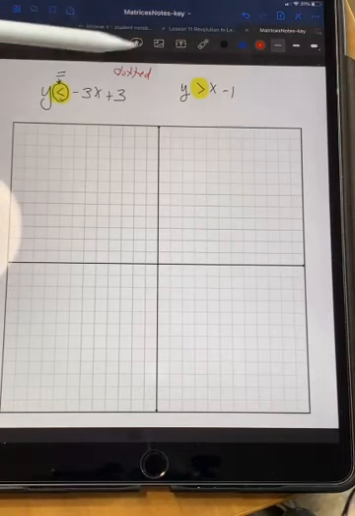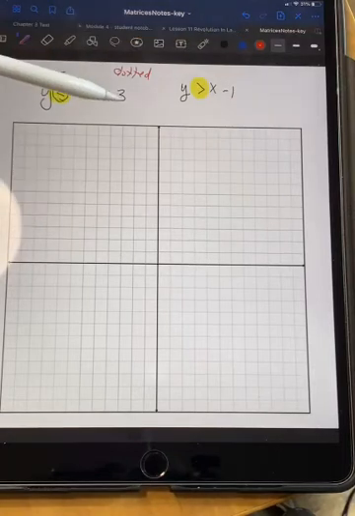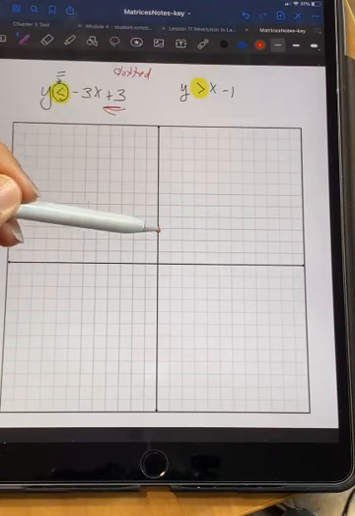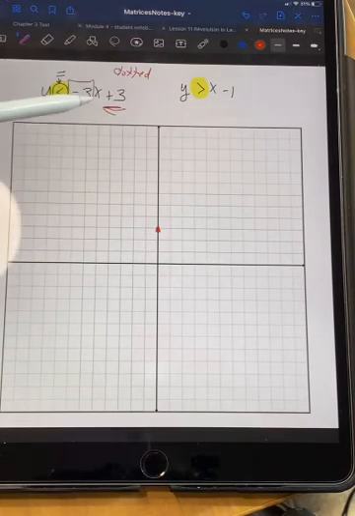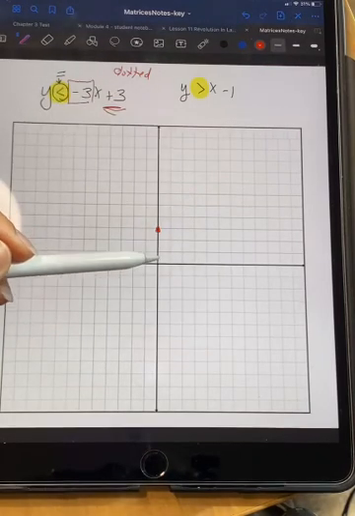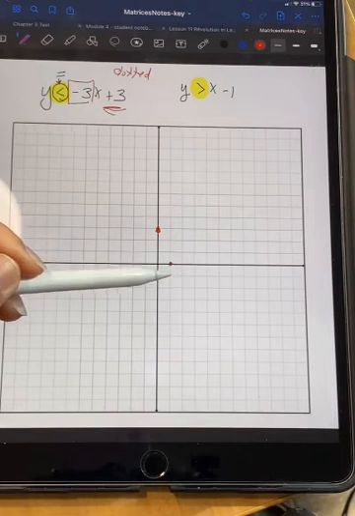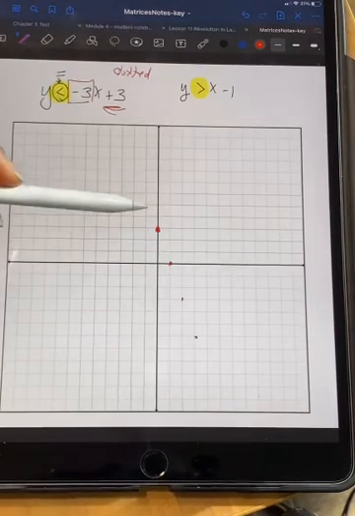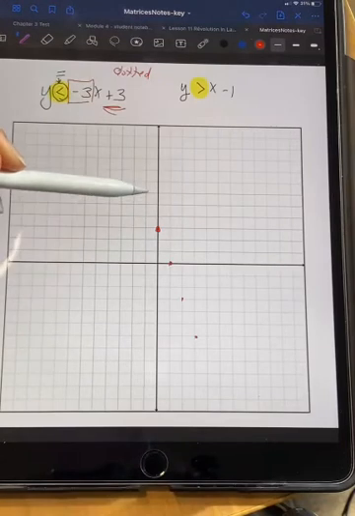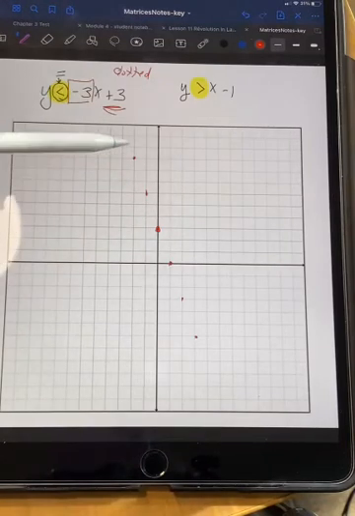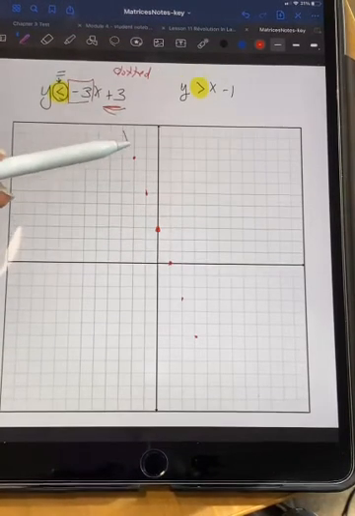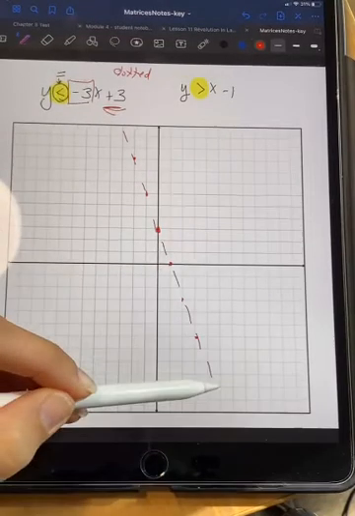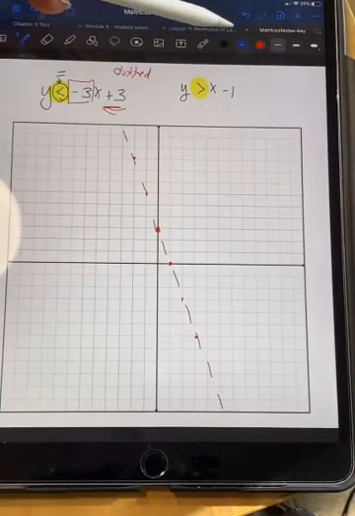So then we're going to go ahead and graph this first one. We know that our y-intercept is 3. We have a negative 3 slope, so we're going down 3 over 1, down 3 over 1, down 3 over 1, which also means back 1, up 3, back 1, up 3. Then we've got a dotted line through these points here. Okay, and we'll go to the second one.